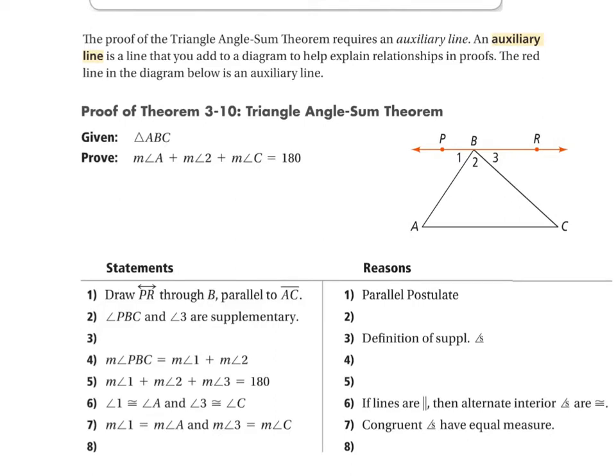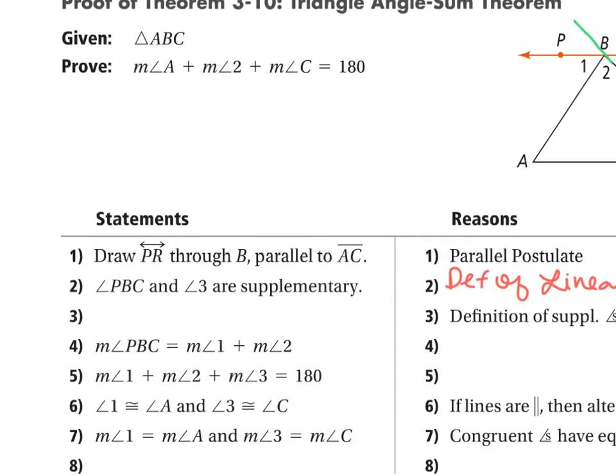Okay, so now that they're parallel, we have some things that we can look at. I'm going to go ahead and extend this right here. So angle PBC would be these angles 1 and 2 together. PBC and angle 3 are supplementary. Why? Why are they supplementary? Well, they're a linear pair, so that would be the definition of a linear pair. Okay. So definition of supplementary angles, what does that mean for something to be supplementary? That means they add together to be 180. So this would be the measure of angle PBC plus the measure of angle 3 is going to equal 180.